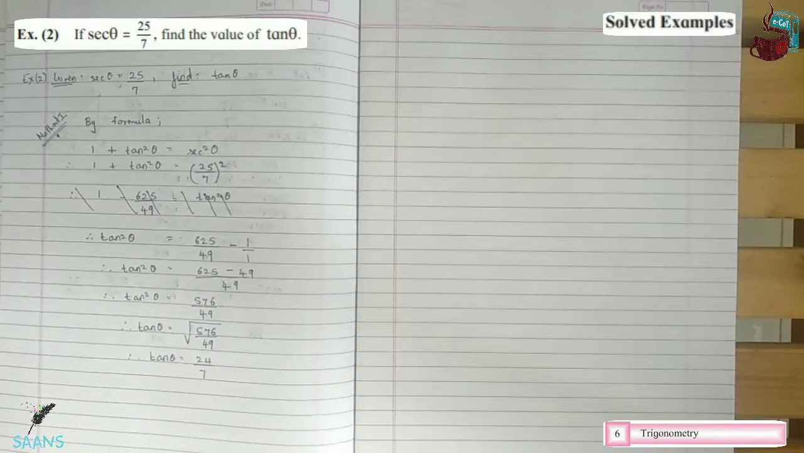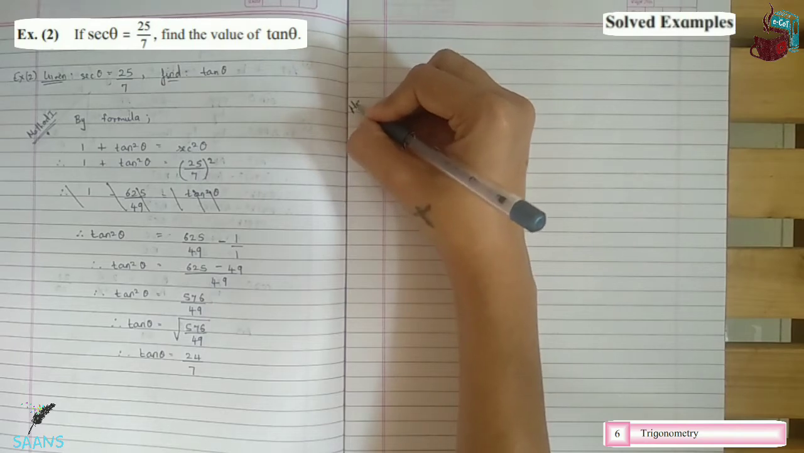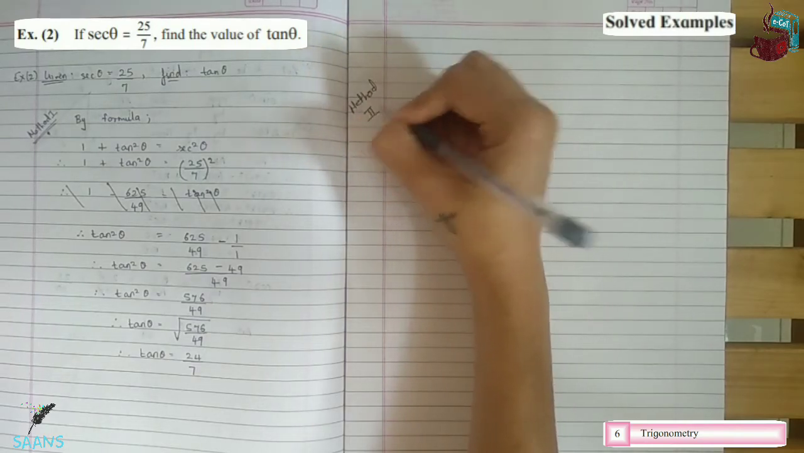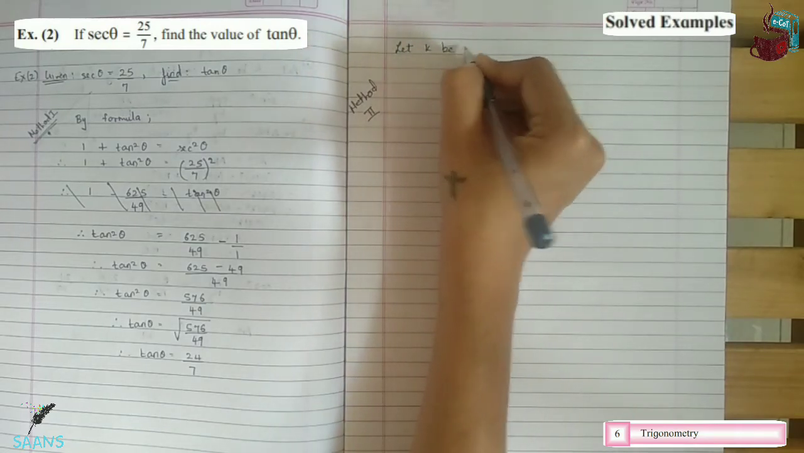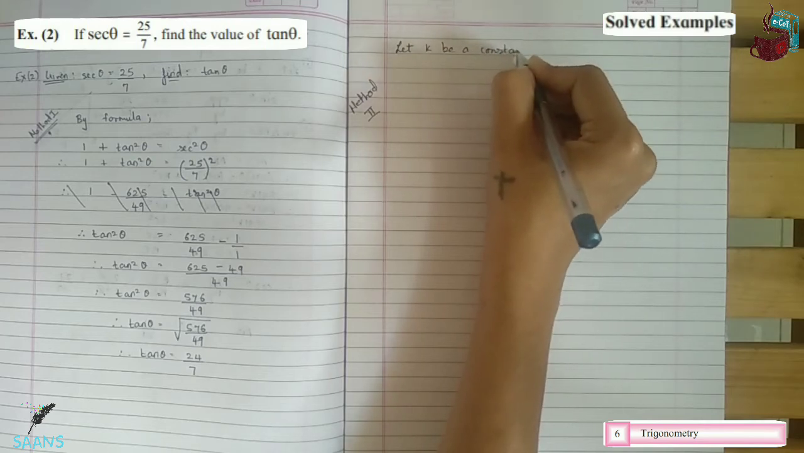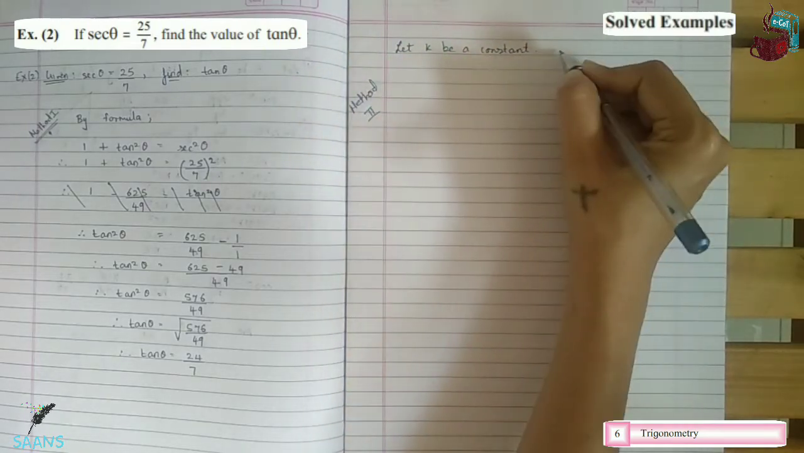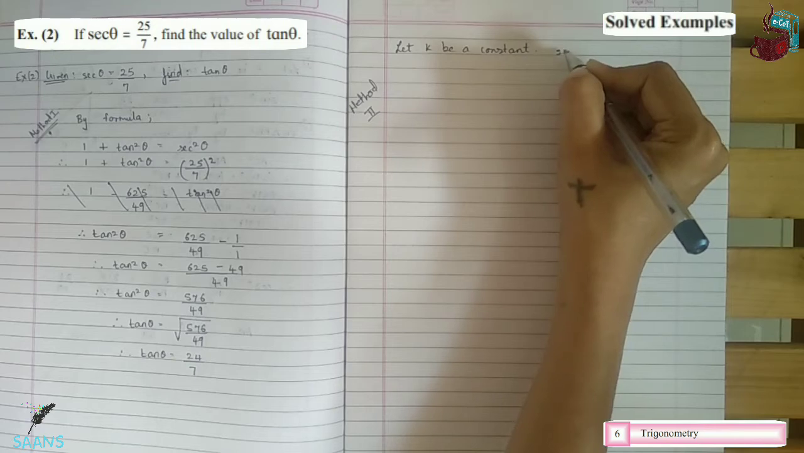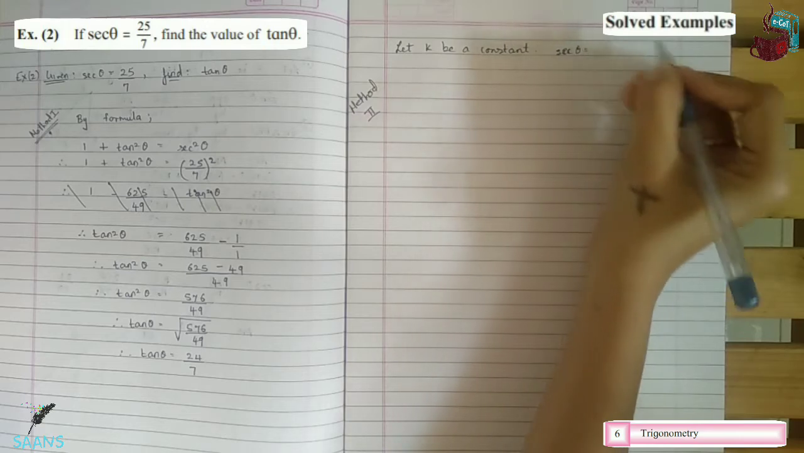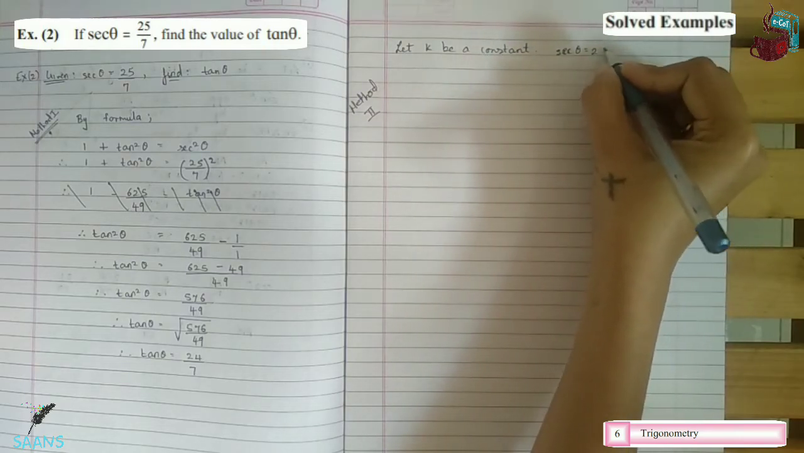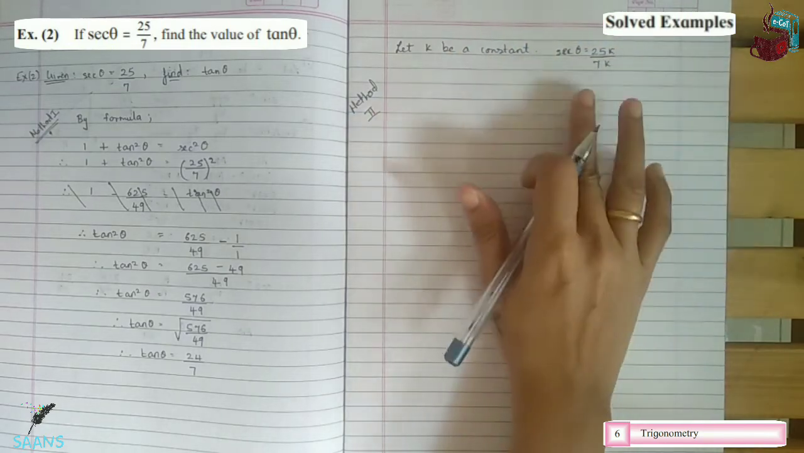Okay, so that it goes in your head, I'll do method 2 also for you. So let me do method 2 for the same sum. Let k be a constant. What is given? Sec theta is equal to 25 upon 7. We'll write it as 25k upon 7k.